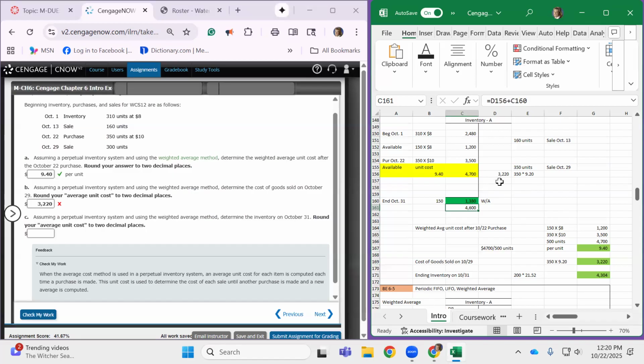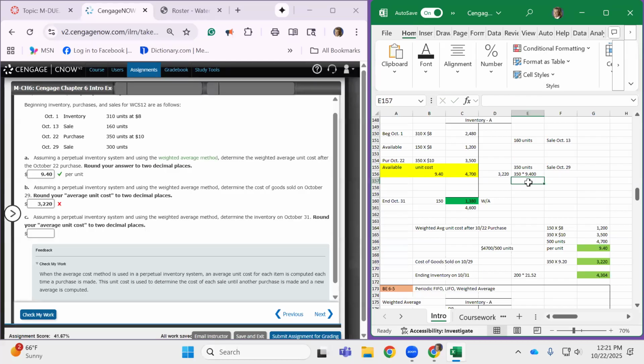Let's see if I can work through this, see where I've gone wrong. Let's start over. 310 units at $8. 310 times 8. That means they had $2,480 in inventory. They sold 160 of those. Okay, because that's the only cost they had. All right, and that left 150 at an $8 price. So that's fine. And we've got the $9.40. That's good. Boy, I am just not following myself.